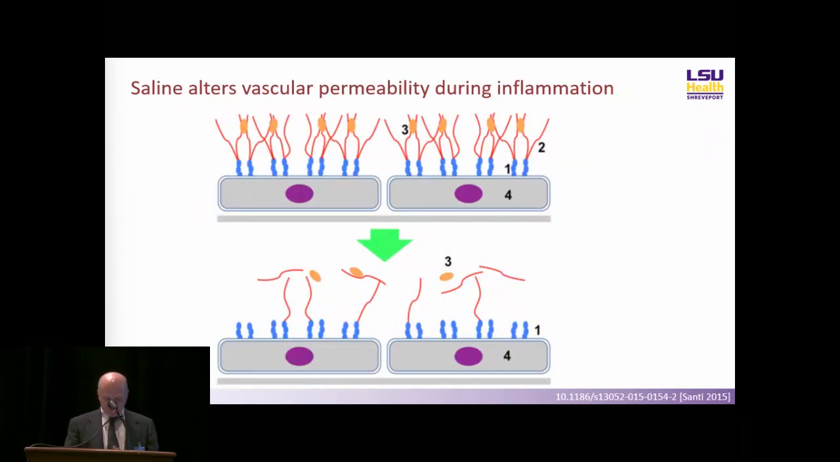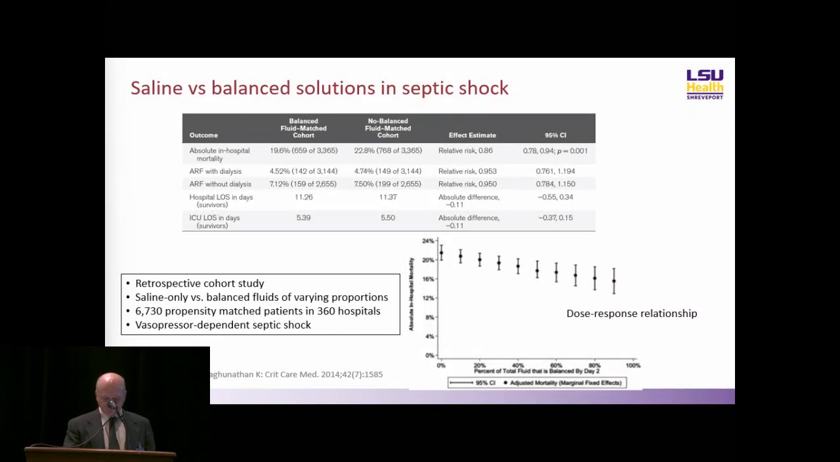And furthermore, this is a little scary. This is an animal study looking at vascular permeability in the glycocalyx during a model of sepsis. When resuscitation with saline was implemented, there was loss of the glycocalyx. So this gives some evidence to the fact that saline itself, as a fluid, can be dangerous. So let's look further at septic shock and saline versus balanced solutions.